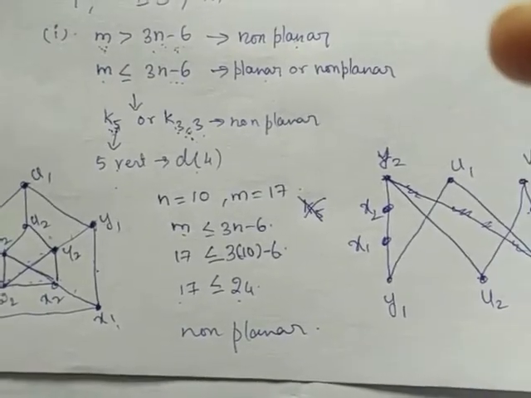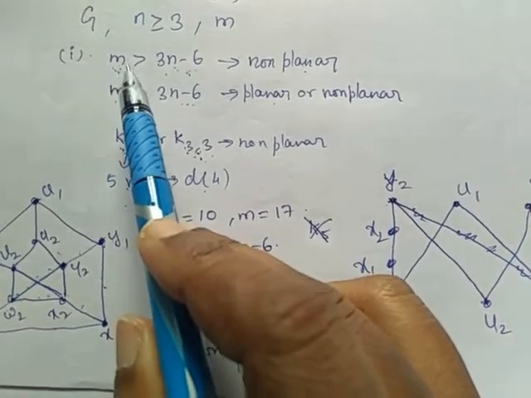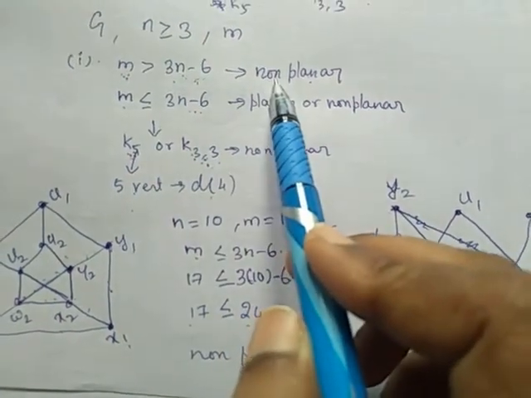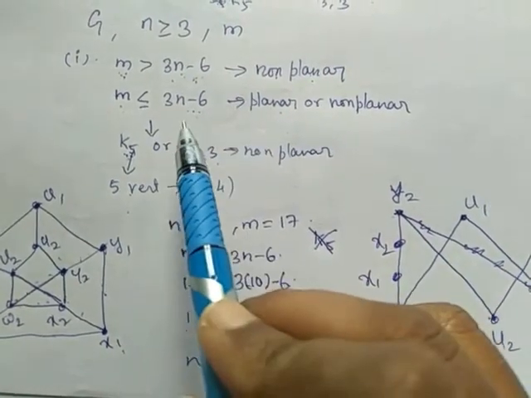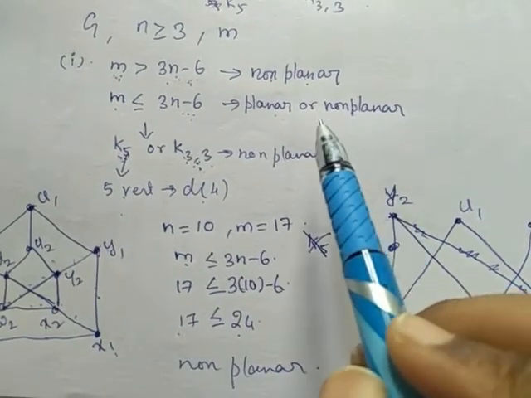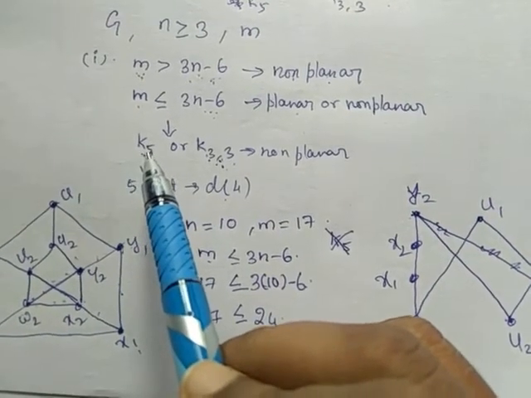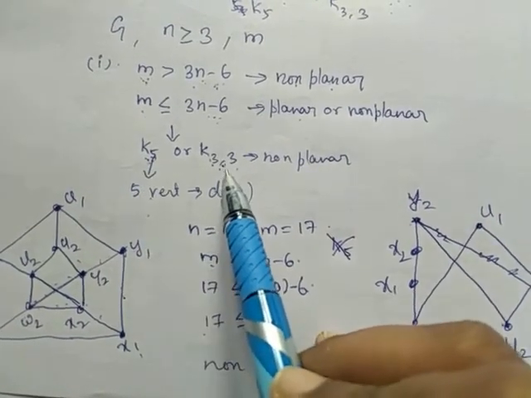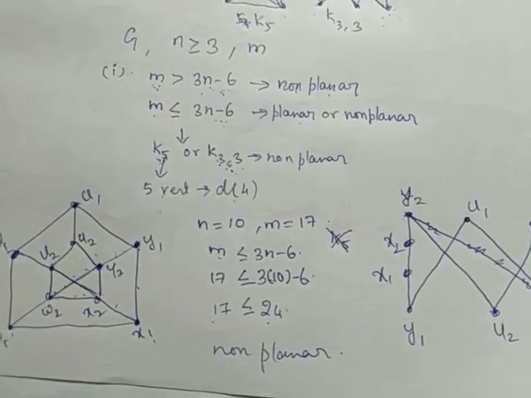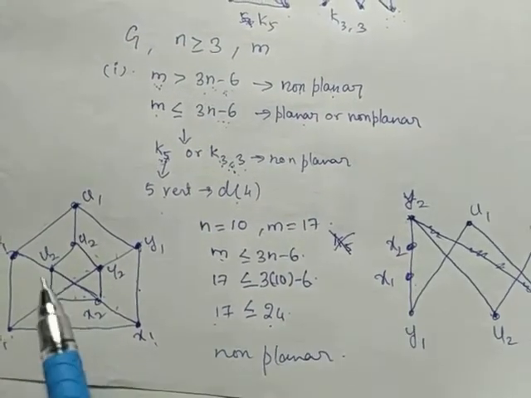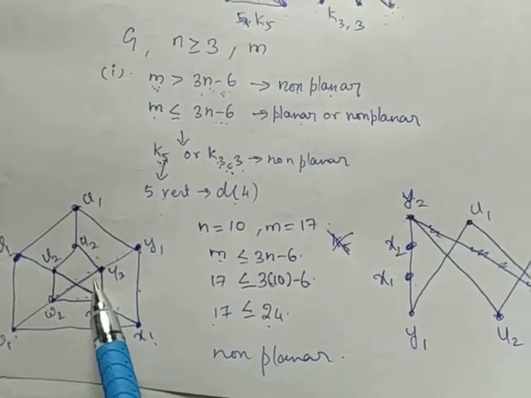So to check whether the graph is planar or not, check whether m is greater than 3n minus 6. If it is greater than 3n minus 6, then the graph is non-planar. If m is less than or equal to 3n minus 6, it may be planar, it may not be planar. In those cases, we have to check whether it has K5 or K3,3 as its subgraph or subdivision of G. In this case, K3,3 is a subdivision of this graph. Therefore, this graph G is not planar.